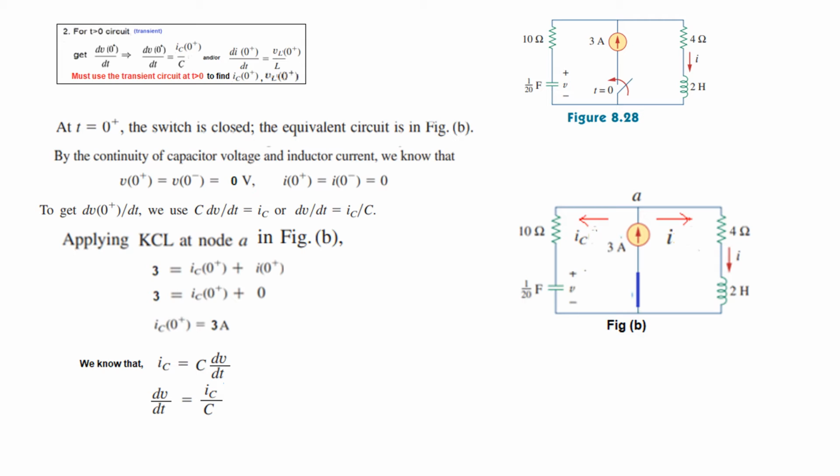So now that we know IC0 plus, we can find dV0/dt. IC is C dV/dt, or dV/dt is IC over C. At t equal to 0 plus, this becomes dV0 plus over dt, where IC is 3 and C is 1/20. So we get the value equal to 60 volts per second.